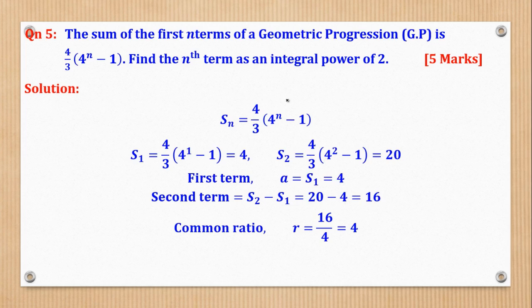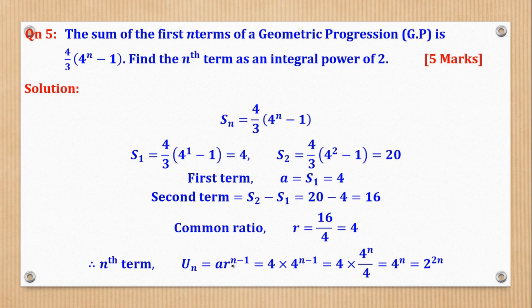Then they want the nth term. The nth term is ar to the power n minus 1. So substitute for a and for r. So this one is the same as this, where this 4 can cancel to remain with 4 to the power n, which is 2 to the power 2n. And that's what they wanted, an integral power of 2.